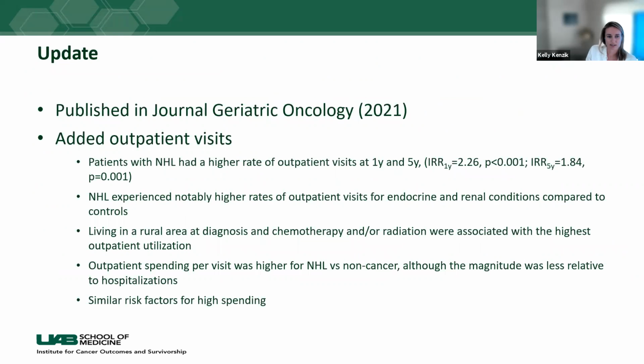As an update, we did just publish this in the Journal of Geriatric Oncology. For this paper, we added everything that you saw in terms of the outpatient visits, with pretty consistent findings of higher rates. We did notice some differences in which conditions were more important for outpatient, which included a lot of endocrine and renal. Rural areas were very important for higher rates of outpatient utilization, which is not surprising. The magnitude of spending was less, although it was still greater for NHL, and we saw similar risk factors.